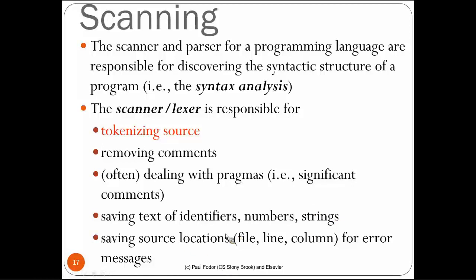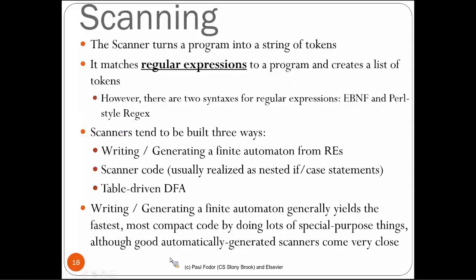It should also save the location in the source code, like the file, the line number and the column number, for error messages or for debugging. The scanner turns the program into a string of tokens or a list of tokens. It basically matches regular expressions to the program in order from left to right, from the beginning of the program to the end of the program, and creates a list of tokens.